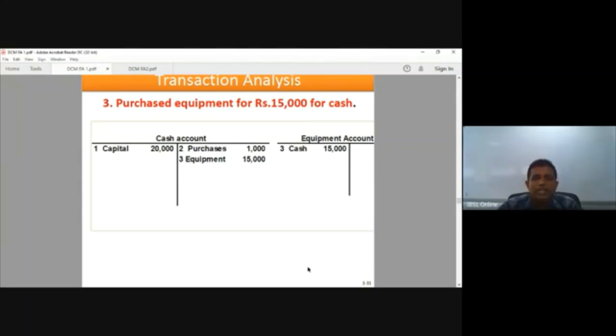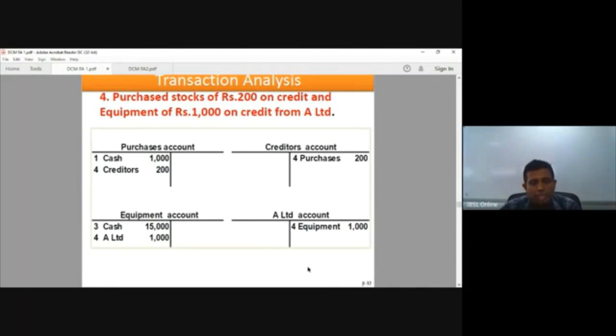Then we'll move to the next example, number 4. Same institute. Here, purchase stocks for 200 on credit and equipment for 1000 on credit from A Limited. There are 2 transactions. First transaction, we purchase items for resale, this time not for cash, for credit. Second transaction, we also purchase an equipment from A Limited for 1000 rupees, not for cash, for credit.